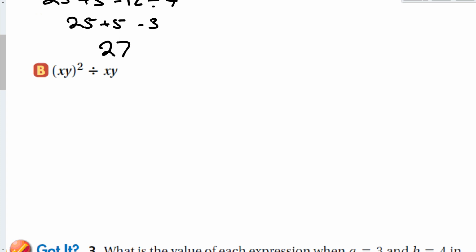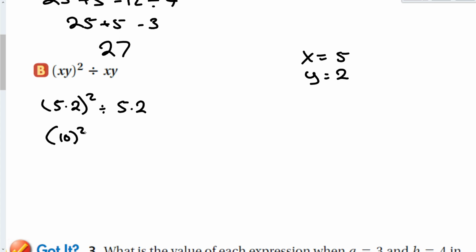So in the second part, part B, now we have same x and y. So x is equal to 5, y is equal to 2. All right, so now we're just going to replace it. We're just going to go 5 times 2 squared divided by 5 times 2. So that turns into 10 squared divided by 10. 10 squared is 100 divided by 10. So we get a 10. Okay?